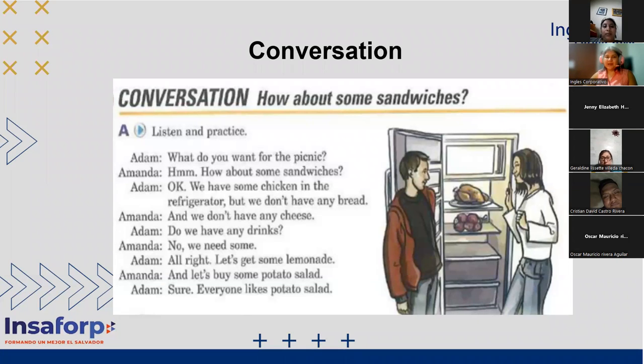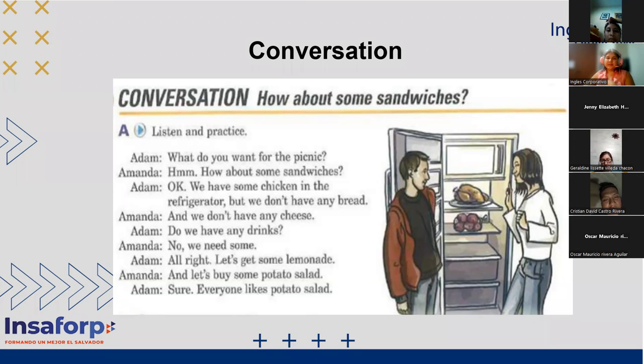How do you say sandwich in plural? But that is in plural, right? Repeat that. How do you say sandwich? Sandwiches. Okay, good. Refrigerator. Okay. What else? Do you have new words in that conversation? Did you find new vocabulary there? Lemonade. Okay.